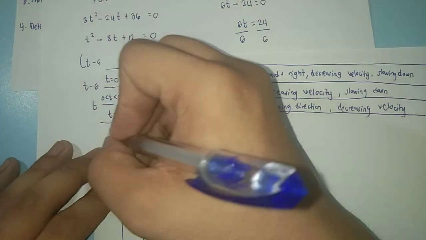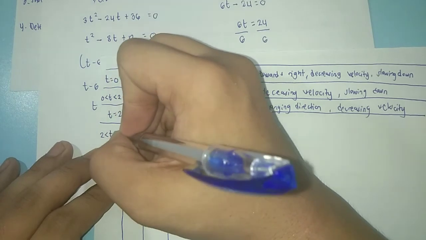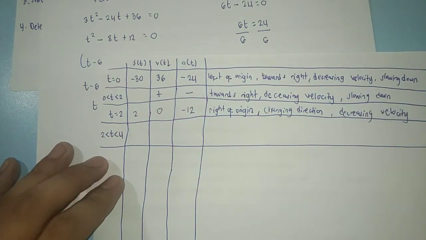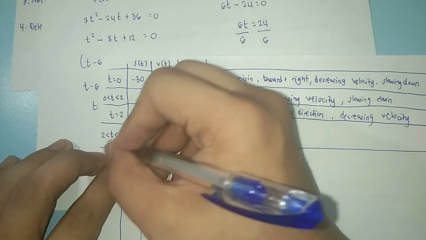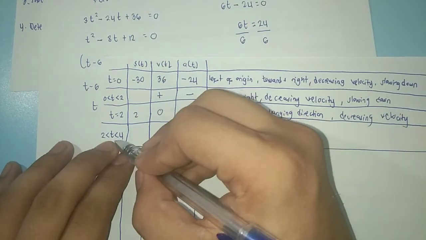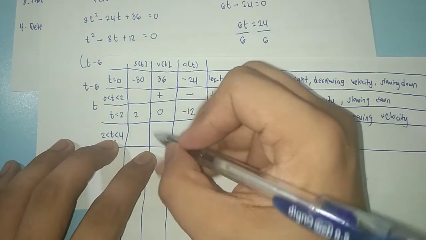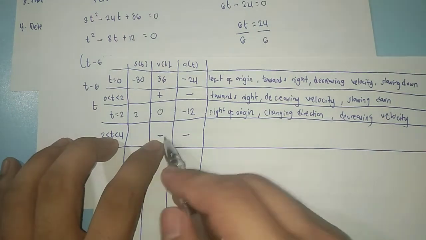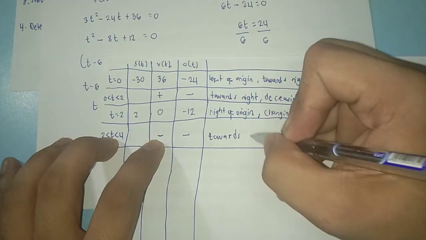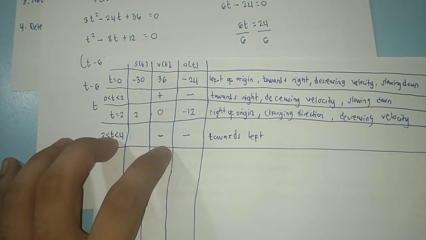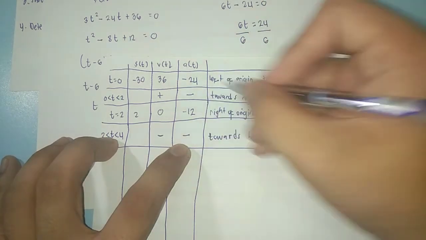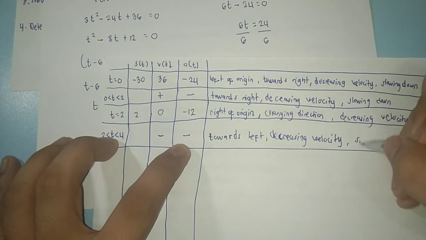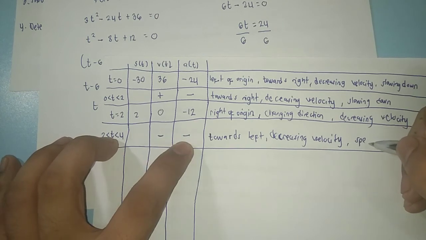Okay, so next, the interval between 2 and 4 seconds. Here, again, we cannot determine the particle's position because it is an interval. For the velocity, if you substitute, for example, 5, you test 5. A negative value will come out. Then, for the acceleration, a negative value also comes out. So, the negative velocity means towards the left. And then, decreasing velocity because the acceleration is negative. Decreasing velocity, then speeding up, because the velocity is negative and the acceleration is negative, so it is speeding up.